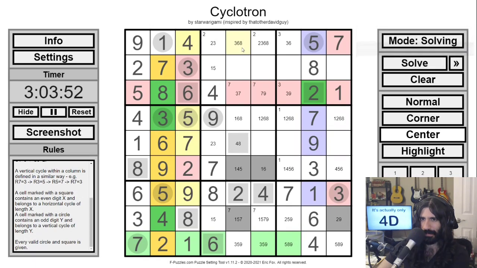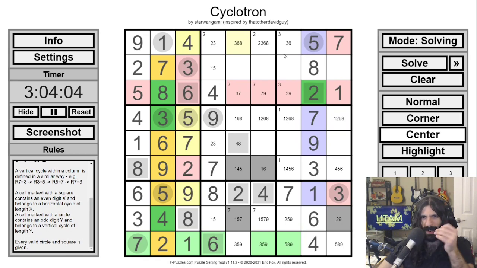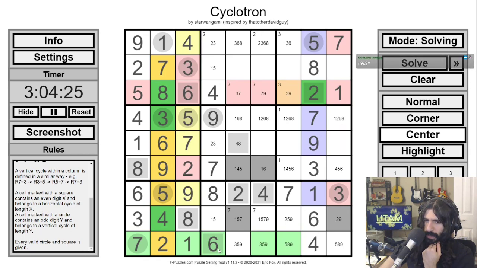What else is there? Is there anything else here? I don't think so, but that's helpful, right? If we figure out one of these is a three, then we know the other one immediately, which is good. Just a visual comment. Row nine, column four. Row nine, column four should be lavender.